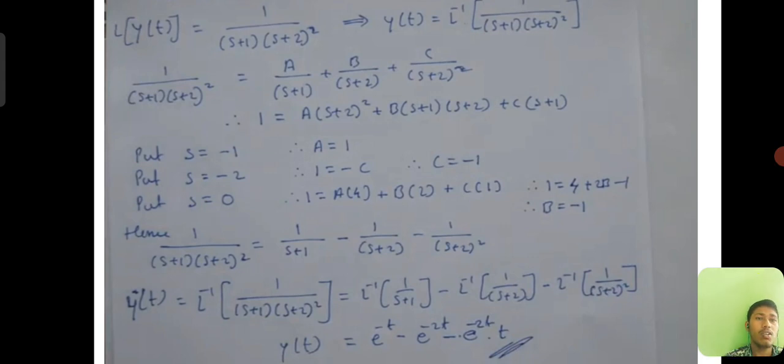According to the first shifting theorem, y of t equals e power minus t minus e power minus 2t minus t e power minus 2t. That is, 1 by s plus 1 can be written in the form of e power minus t, 1 by s plus 2 can be written in the form of e power minus 2t, and 1 by (s plus 2) whole square can be written in the form of e power minus 2t into t.